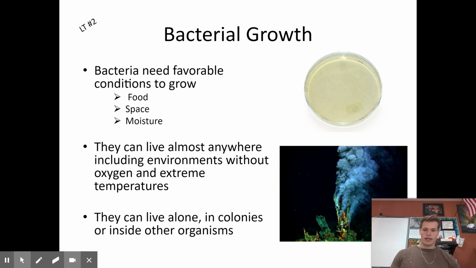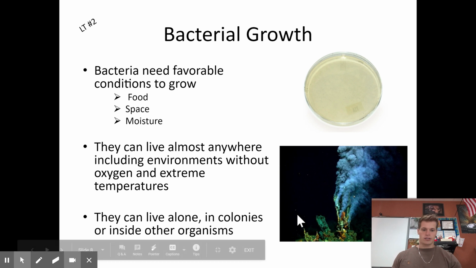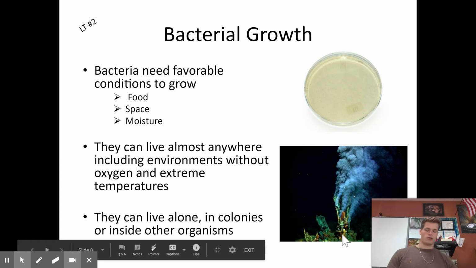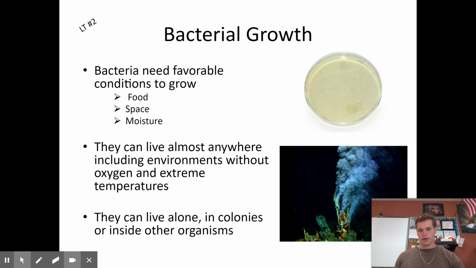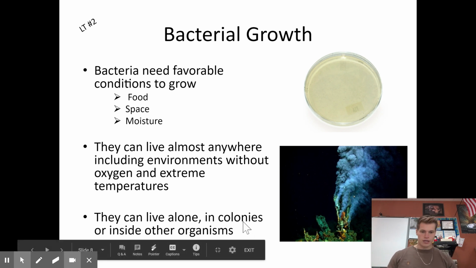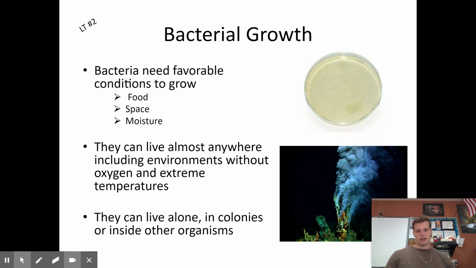One thing that's really intriguing about bacteria is that they can live pretty much almost anywhere. And I mean like anywhere. They can live in pretty much any environment that you can think of. They can live without oxygen. Some can live in extreme temperatures, like near volcanoes, up in the Arctic. Anywhere you can think on Earth, there's probably going to be bacteria. In the picture right here, this is a thermal vent at the bottom of the ocean spitting out carbon dioxide from the magma underneath the crust. These are extremely hot, there's not a lot of oxygen, and yet bacteria are still able to live and thrive.